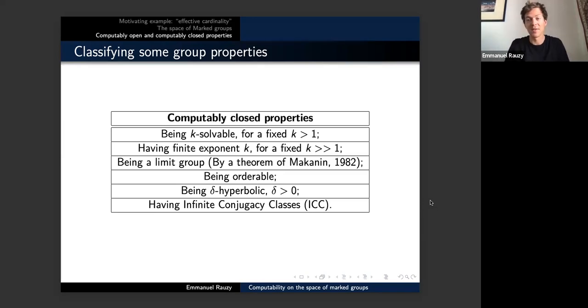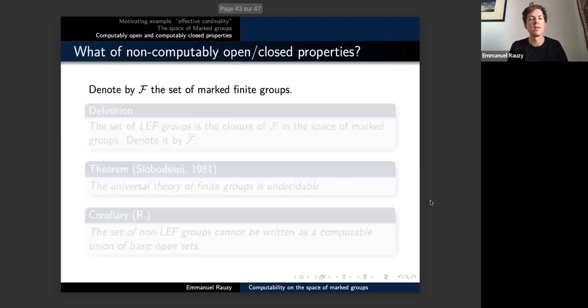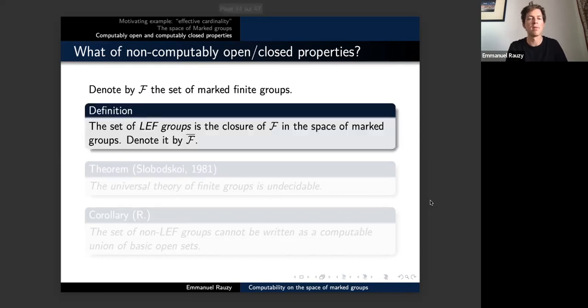Fortunately, I have one and only one, but I do have one such example of a property which, while being closed, is not computably closed in one of the two possible meanings of this. And it is the set of LEF groups. So we denote by F the set of marked finite groups. The set of LEF groups, which means locally embeddable in finite groups, is just the closure of the set of finite groups in the space of marked groups.